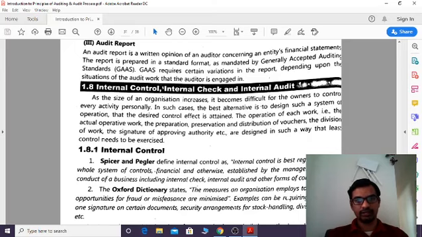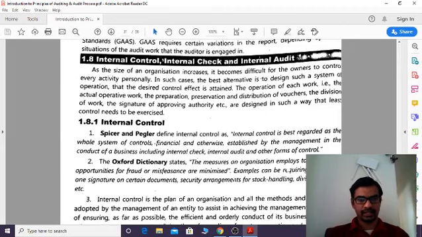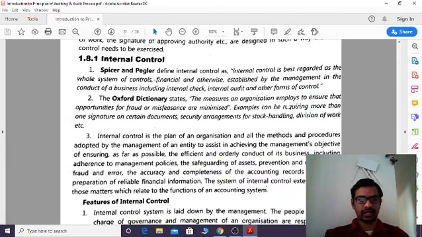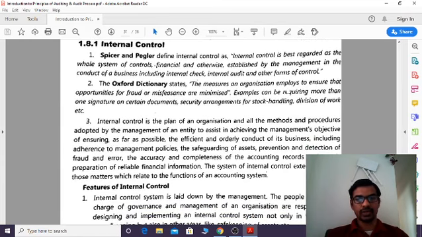The last point of this unit is internal control, internal check, and internal audit. These are the systems under the audit. So first of all, internal control. Internal control is the plan of organization and all methods and procedures adopted by the management of an entity to assist in achieving management objectives of ensuring, as far as possible, the efficient and orderly conduct of its business.